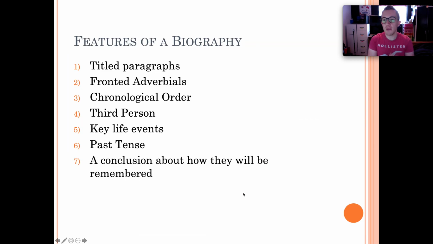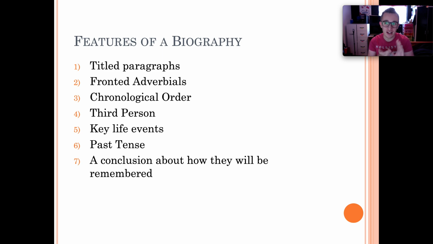Now, these are the main features of a biography, and you're going to see them in a second in an example text. We have titled paragraphs, fronted adverbials, which is what we looked at yesterday. It's in chronological order. That means as it happened in their life is the way it's written. So it starts when they were young and it goes all the way through. It's always written in third person because you're writing about someone else. If it was in first person, you'd be writing about yourself, and therefore it would be an autobiography.